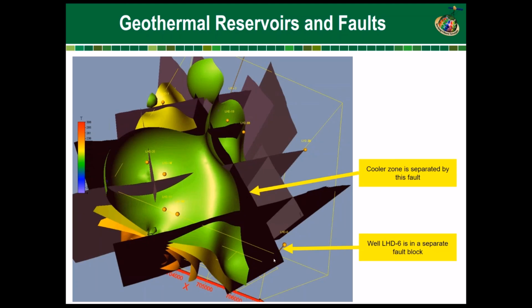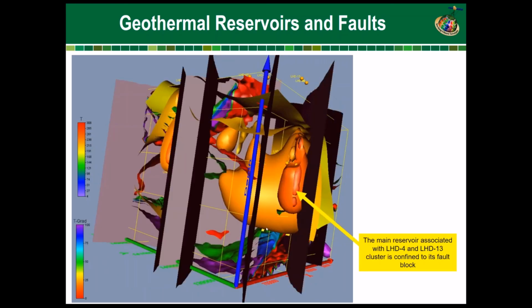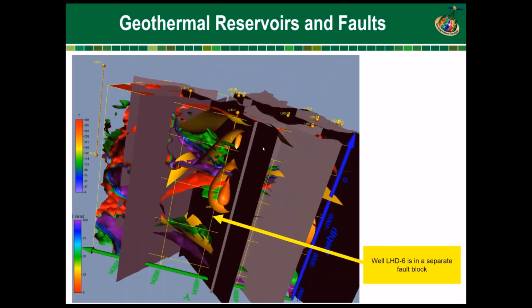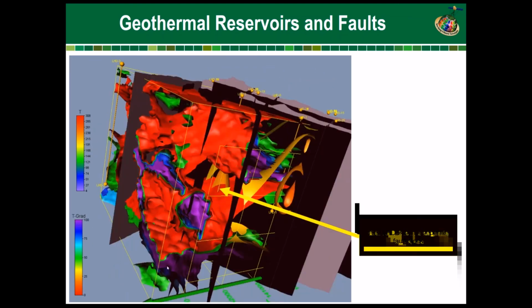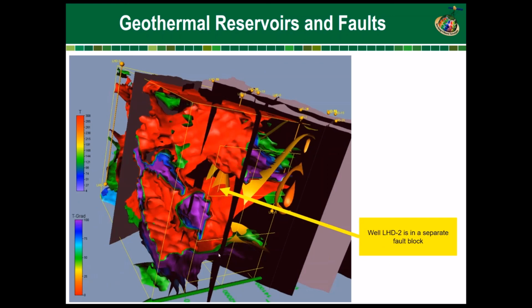Let's take a look at the static pictures. So this fault right here separates the cooler zone. LHD6 is in its own separate block. The clusters of wells LHD4 and LHD13 are also located in their own separate block. LHD1 is located in a separate block. LHD2 is located in a separate block. Perhaps all of this explains that LHD1 and LHD2 are outside of the main reservoir.